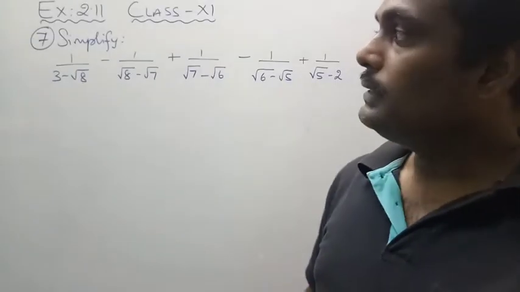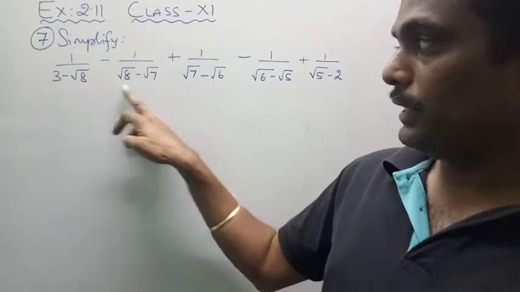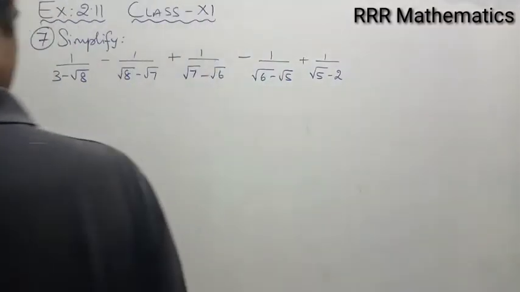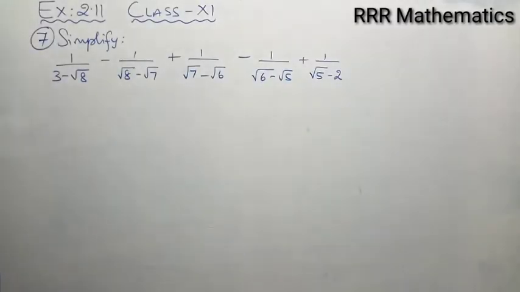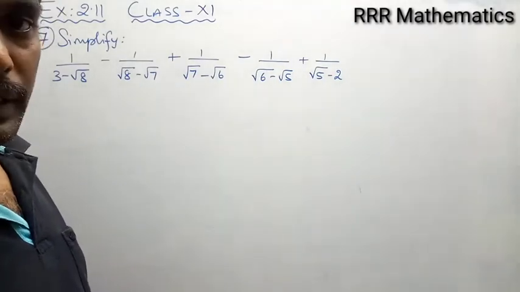Simplify. Here each denominator carries terms like 3 minus root 8, root 8 minus root 7, root 7 minus root 6, etc. So in the denominator we have irrational numbers, and you want to rationalize the denominator. To rationalize the denominator, what is the procedure? Multiply and divide by the conjugate.